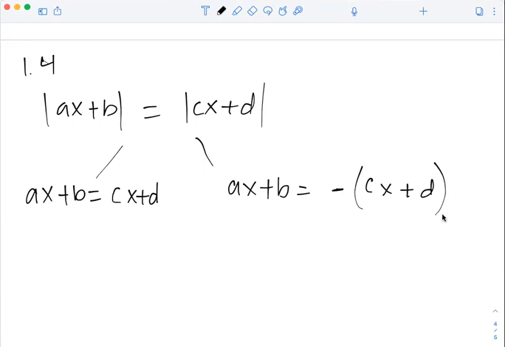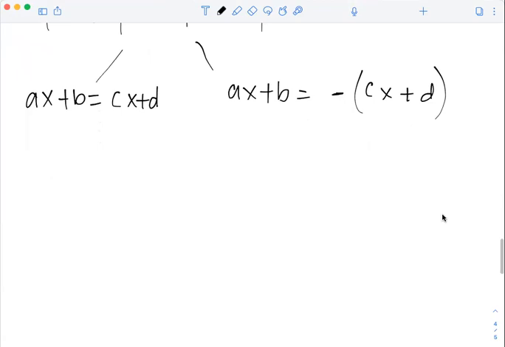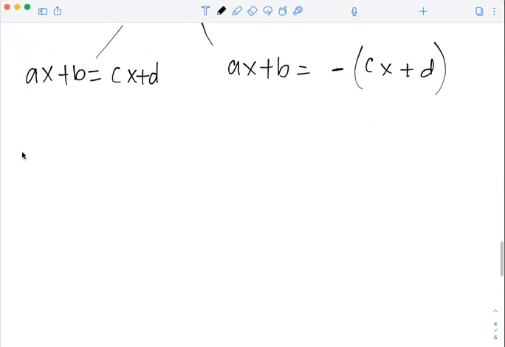So let's put some actual numbers to this. Sorry, I'm going to go backwards. We're going to do the absolute value of 3x minus 4 is equal to the absolute value of x.